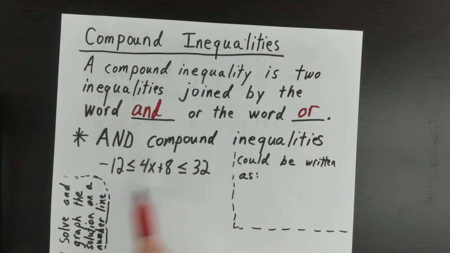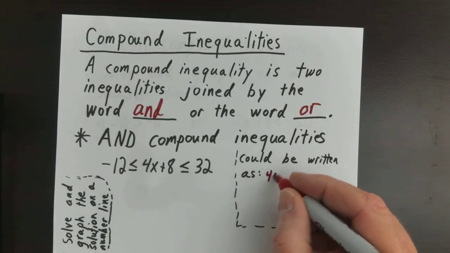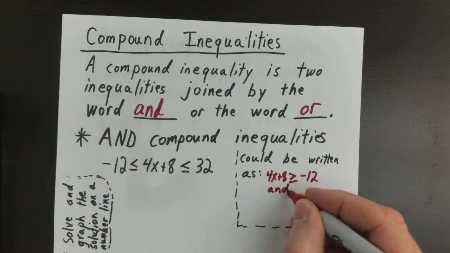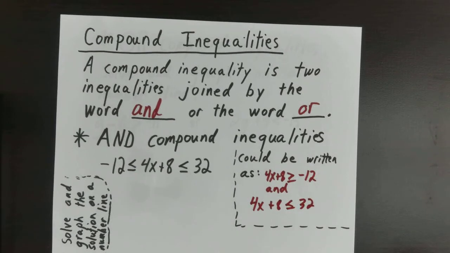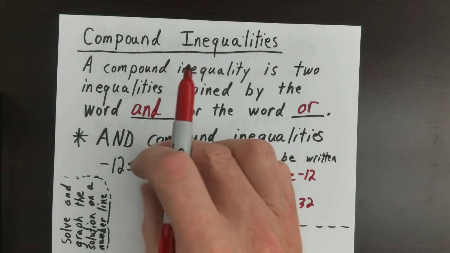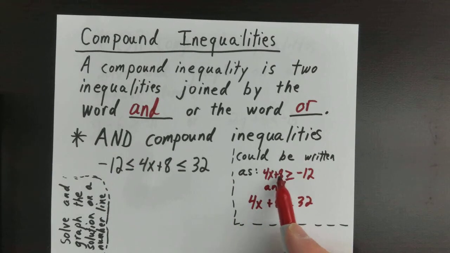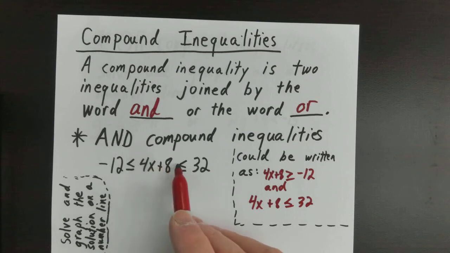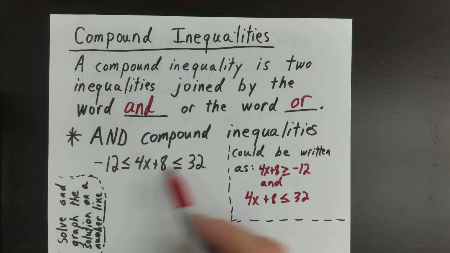This is an efficient way of writing the inequality, but it could be written as 4x plus 8 is greater than or equal to negative 12, and 4x plus 8 is less than or equal to 32. Could be written that way. This is the same thing. It's both things. You see how the wide part of the inequality opens up to the 4x plus 8 just like it does here. But this is a more efficient way.